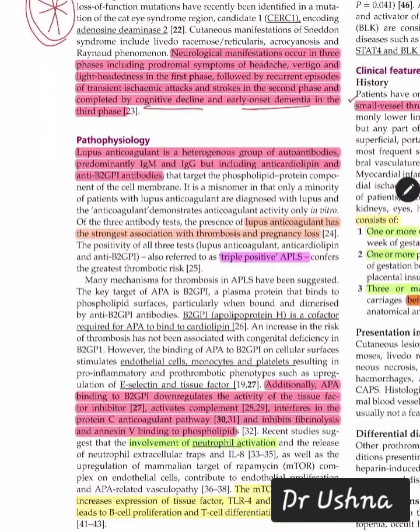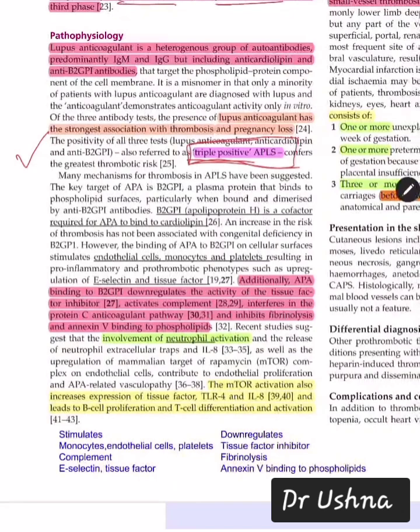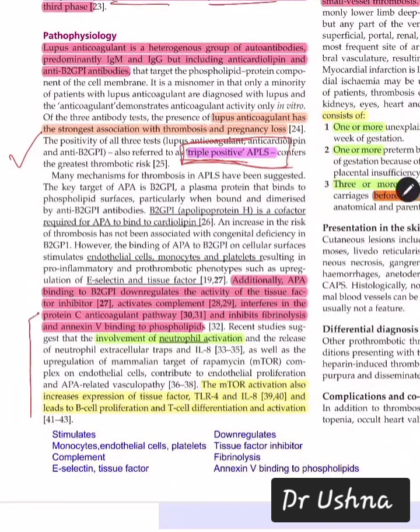Then comes a term, triple positive APLS. Triple positive APLS is a condition when all three antibodies are positive: beta 2 glycoprotein, lupus anticoagulant, and anticardiolipin. It has poor prognosis. In the pathophysiology of APLA, there is neutrophilic infiltration because of neutrophil activation. So interleukin 8 is important in the pathophysiology, and the pathway involved is the mTOR activation pathway. So mTOR inhibitors are going to be beneficial in APLA.